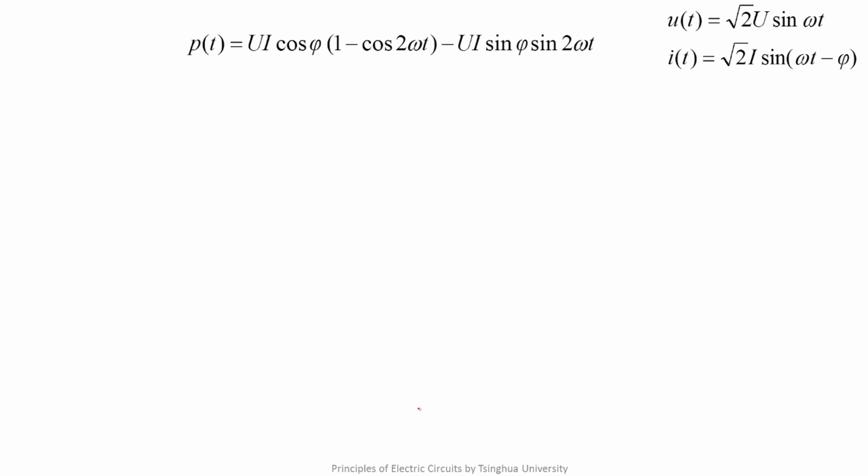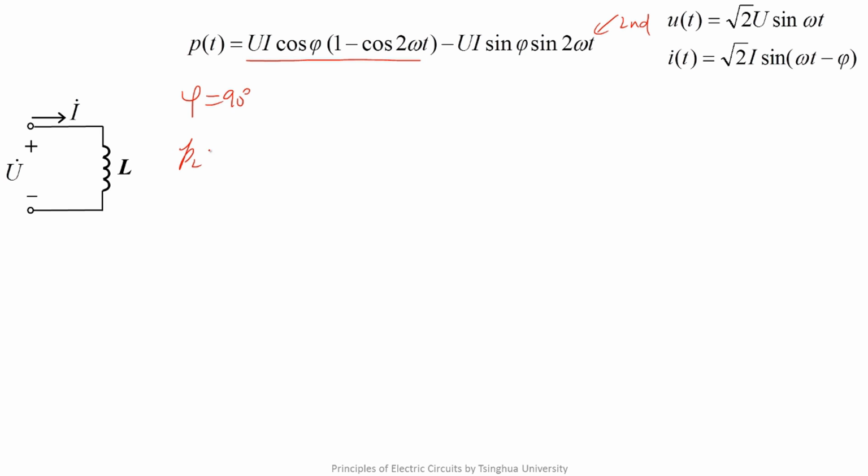Next, we discuss the physical meaning of the reactive power. Look, it is the second expression of the instantaneous power we derived in lecture 65. Here we assume the initial phase angle of the voltage is 0 and the current lags by angle phi. For inductors, phi equals 90 degrees. So this term is 0. The instantaneous power of this inductor is given below. Through the discussion in previous slides, we know that the reactive power absorbed by the inductor is U times I.